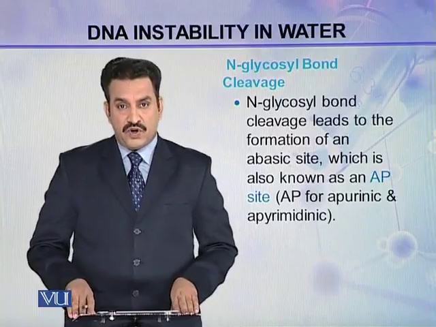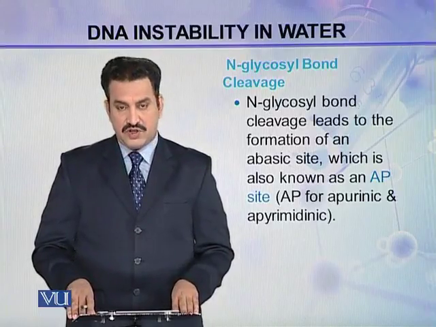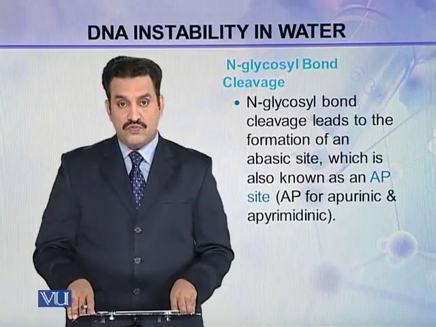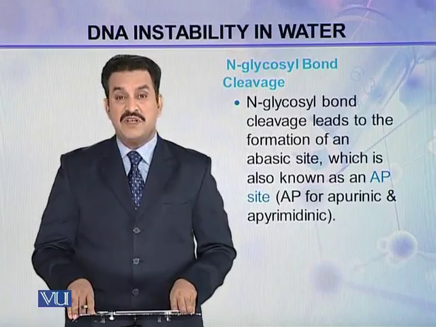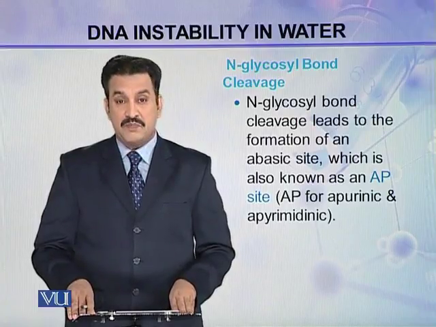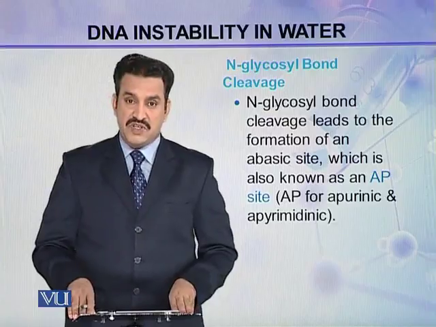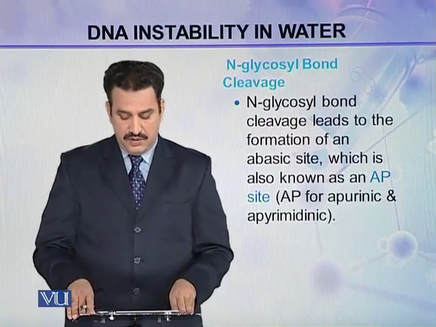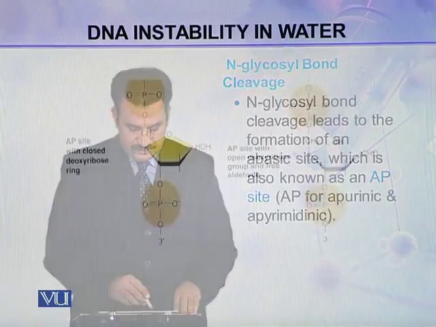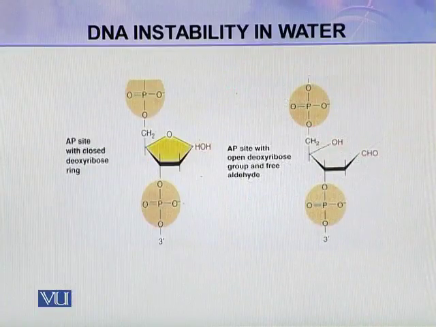The second type of bond is the N-glycosyl bond. So N-glycosyl bond cleavage leads to the formation of an abasic site, which is also known as an AP site, and this AP stands for apurinic or apyrimidinic bases. So here you can see two examples of AP sites.